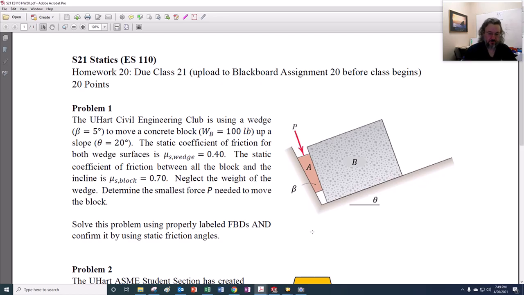Here we have homework number 20, and I think I forgot to write down the problem. I wrote down the problem now.